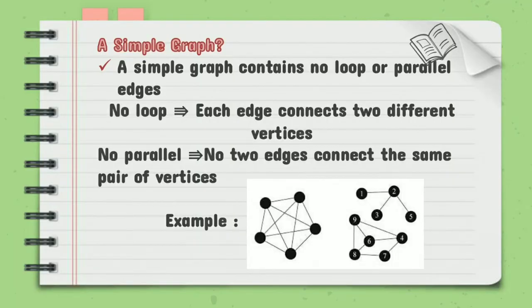We move to the types of graph, which is the simple graph. First, a simple graph contains no loops or parallel edges. No loop means each edge of the graph connects two different vertices. And no parallel means no two edges connect the same pair of vertices. You can look at the example here. There is no loop, where each edge connects two different vertices, and there is no parallel because there are no edges that connect the same pair of vertices. I think this is a simple one.